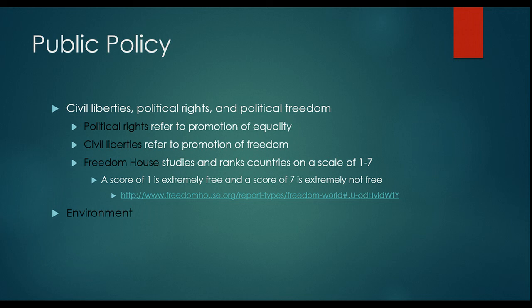So in order to measure that idea of freedom, we have something known as the Freedom House rankings. And the Freedom House studies rank a country on a scale of 1 to 7. A score of 1 means that you are living in an extremely free society, and a score of 7 shows that you are in a society that is extremely not free. And once again, there's a link there for you to explore the different countries throughout the world and look at their Freedom House rankings.